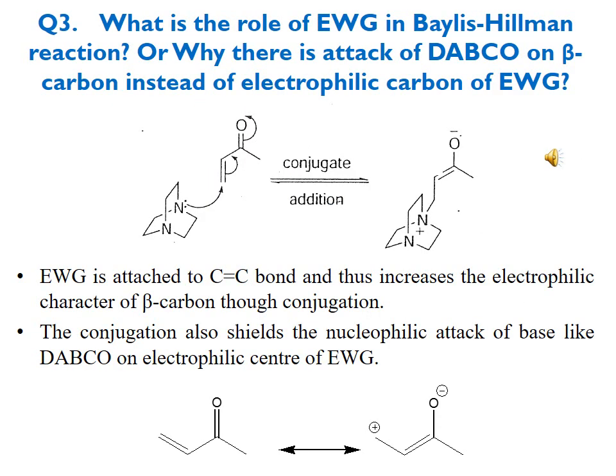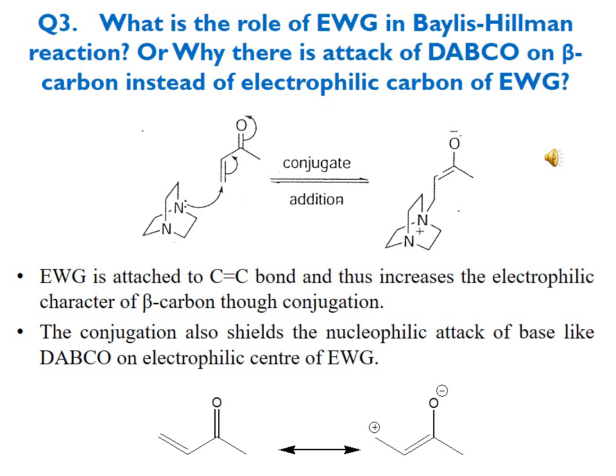Here are some typical questions with these reactions, and among these reactions, first one is from Baylis-Hillman reaction. The question is, what is the role of electron withdrawing group in Baylis-Hillman reaction? As we know, electron withdrawing group is present on the alkene to form an activated alkene. Or the question can be why there is attack of DABCO, which was the tertiary amine used as catalyst, on beta carbon instead of electrophilic carbon of electron withdrawing group.